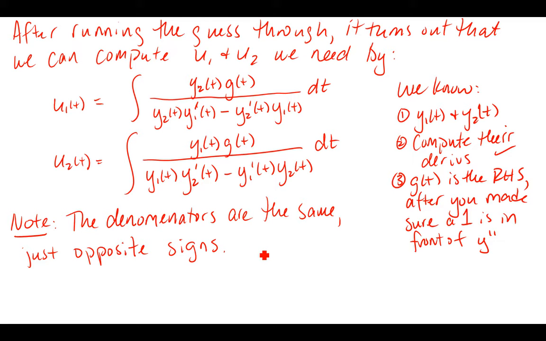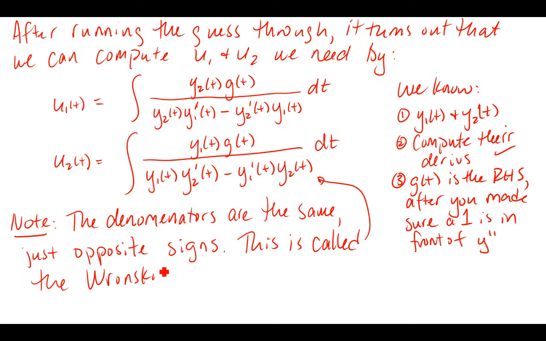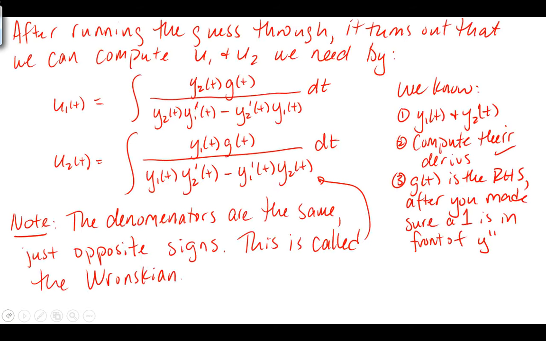And just FYI, in case you're dying to know, that one anyway is called the Wronskian. Which, oh my god. If you've taken linear algebra, the Wronskian is the determinant. It's the determinant of the solution space, essentially. So anyway, none of that's important.